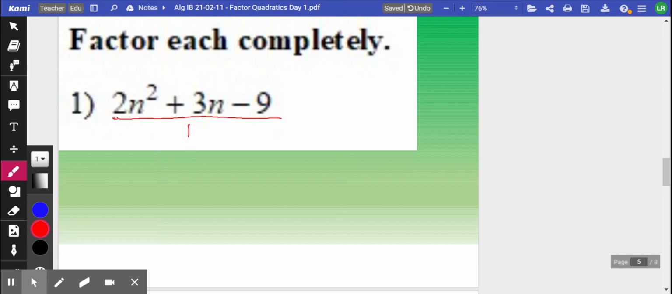Start your propeller. 2 times negative 9 is negative 18. B value is 3, so it adds up to 3, okay? So the two numbers here are negative 3 and positive 6. Those are our two numbers. Negative 3 and positive 6. So let's put our wings out.